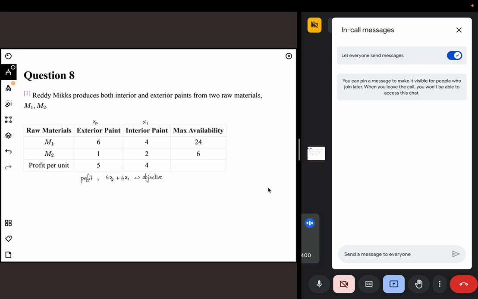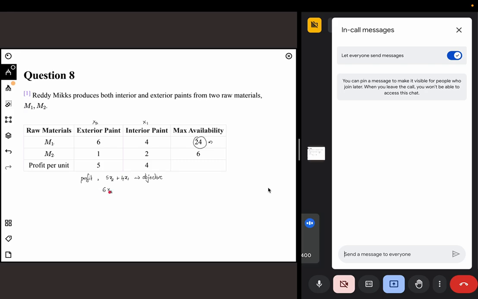The constraints are, first, in terms of material constraints. There is a limitation on the total material M1 that is available. For 1 unit of exterior paint X2, I would require 6 units of M1. So this 24 is basically the total quantity of M1 available.